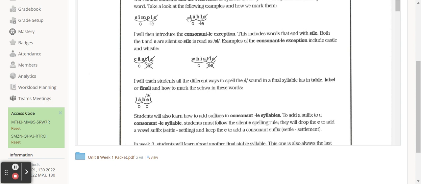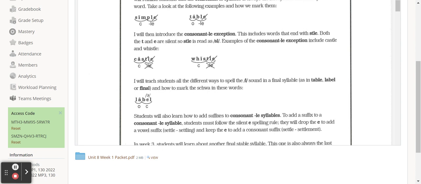Then we have the word table. Ta is open because it has that long vowel, but BLE is a consonant LE pattern, and we cross off the silent E.